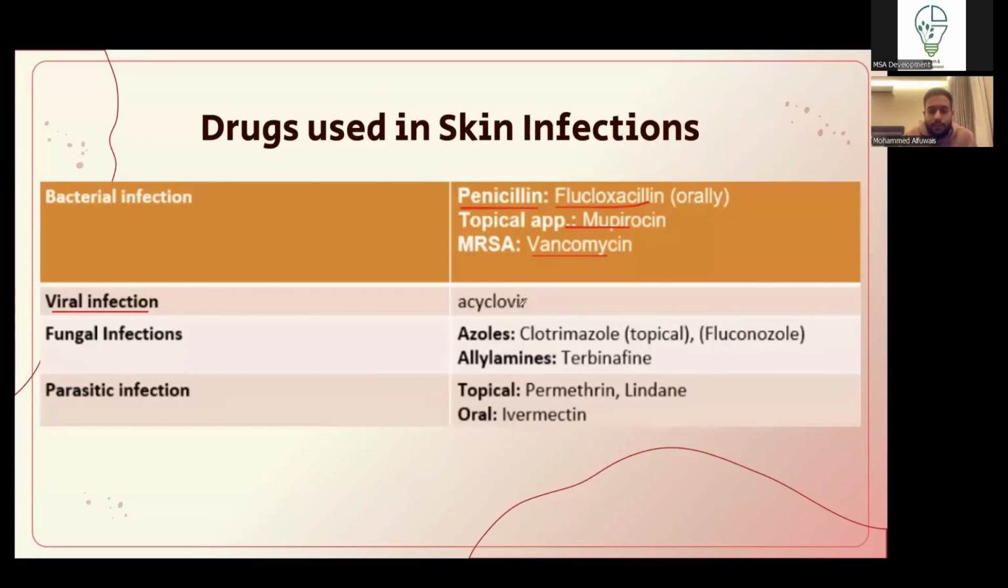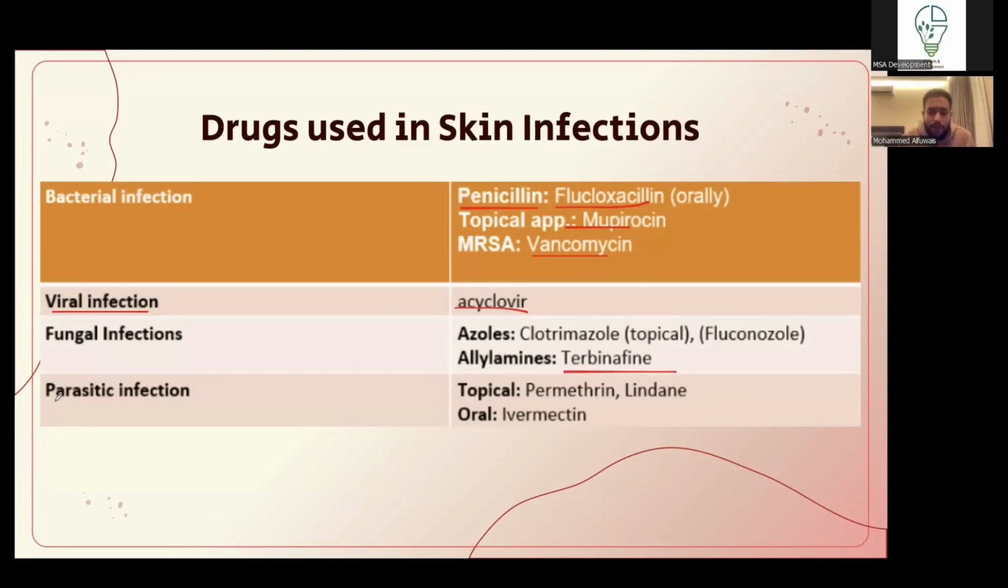Viral infections, acyclovir is the first line and the one drug that you need to memorize for all these viral diseases. Fungal, we have azoles, we have clotrimazole or fluconazole, and then we have terbinafine, which is used for a lot of the tinea infections.